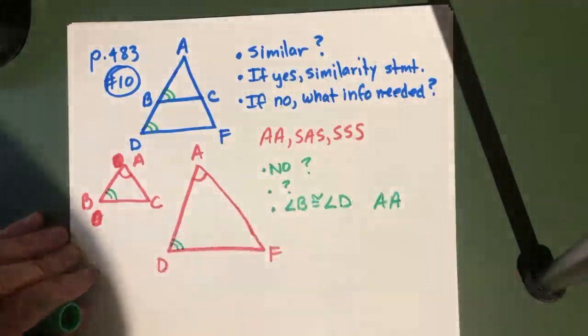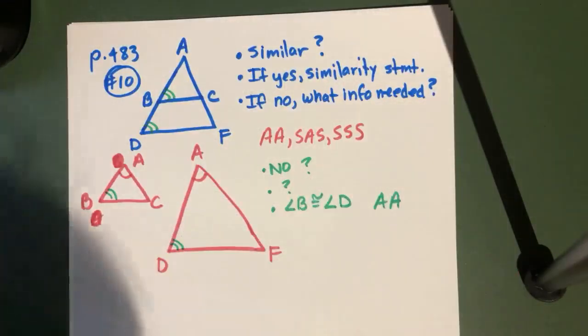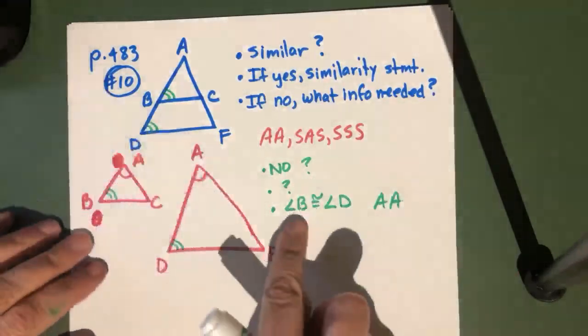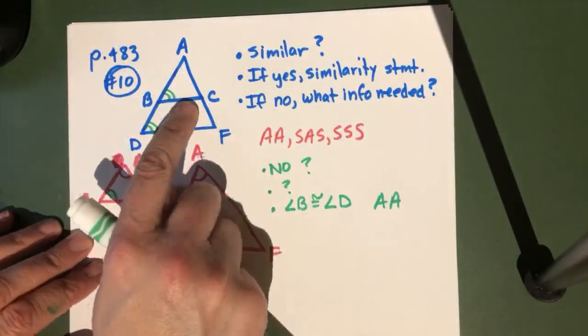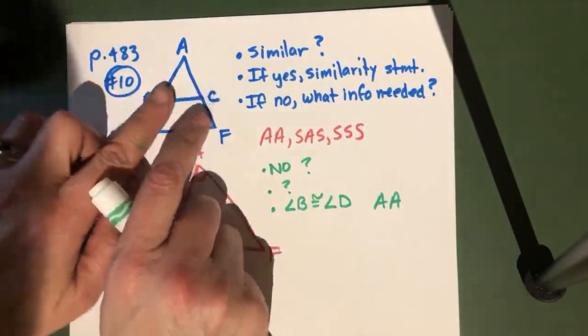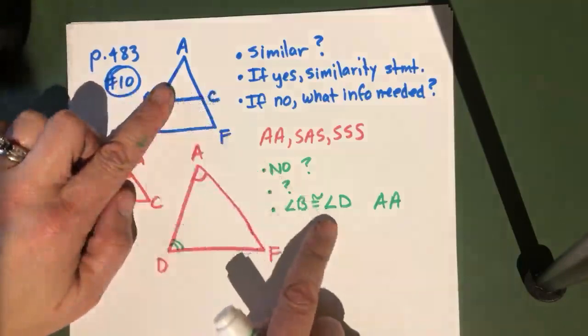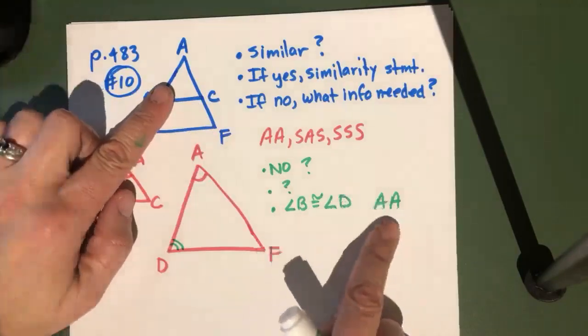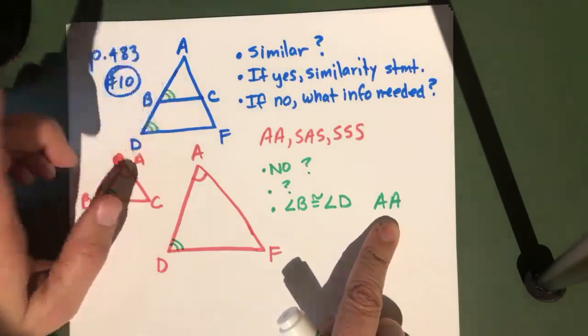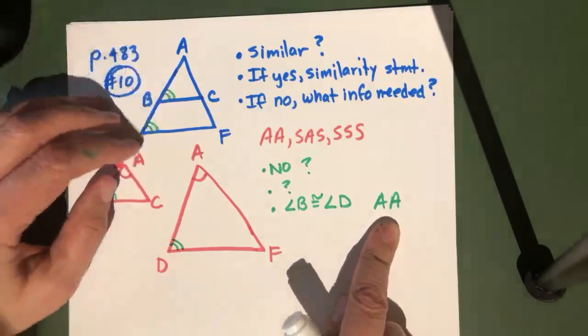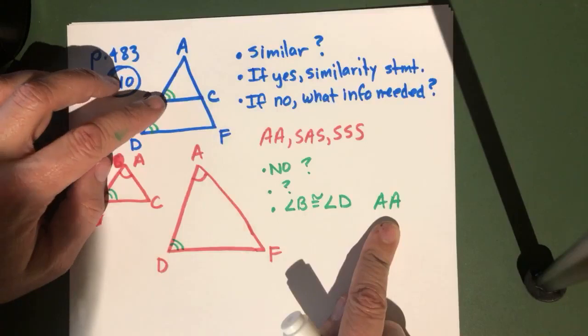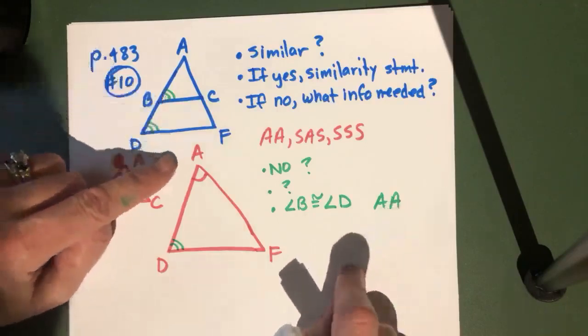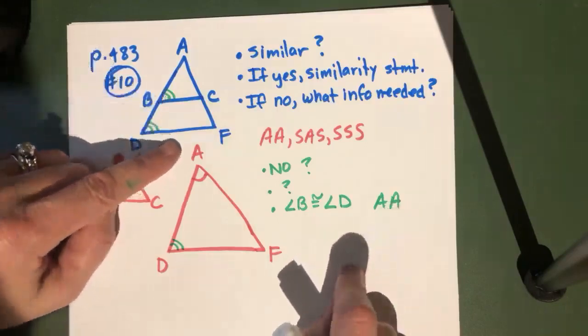AA, right? What else could I have said? Instead of saying angle B congruent to angle D, what else could I have said? I could have said, well, I need to know that C is congruent to F. That would have put me in the same spot, AA. All right. There's another way you could have done it. I could have said BC is parallel to DF.